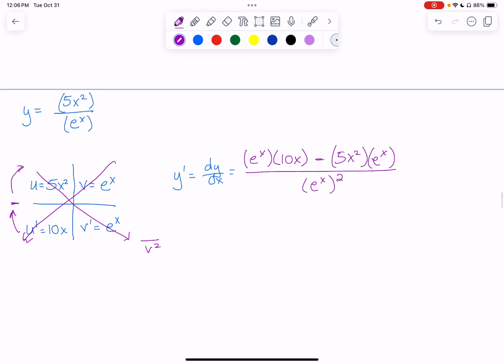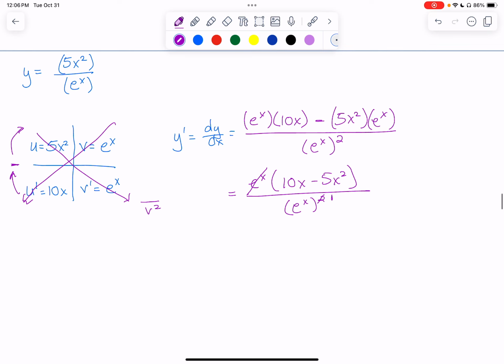What I'm noticing as I look at this is I have an e to the x right here and an e to the x right here. So I'm going to factor them out. So I'm going to have an e to the x times 10x minus 5x squared all over an e to the x squared. I can get rid of one of the e to the x's in the denominator because I have one up here and I'm going to make that one go away. So I just have a 1 down here. And rewrite this and clean it up and say that it's equal to 10x minus 5x squared over e to the x. And that's my final answer.